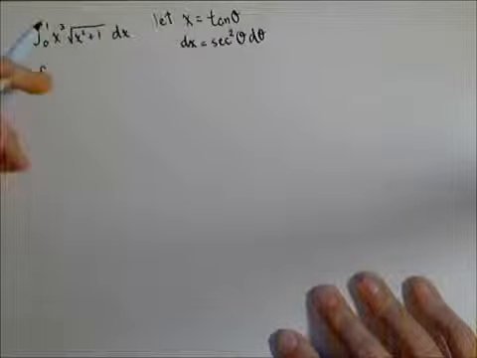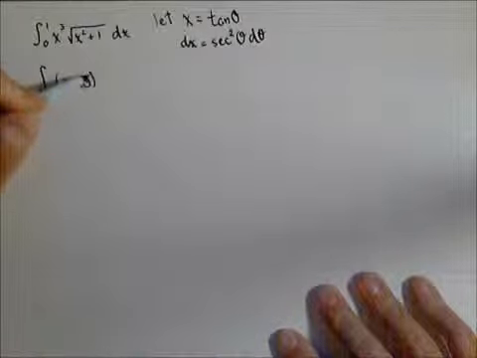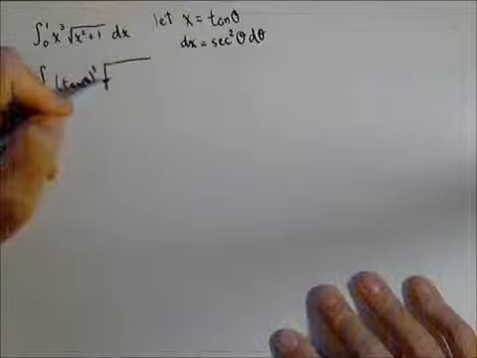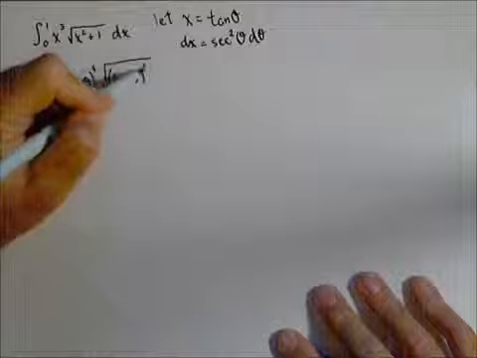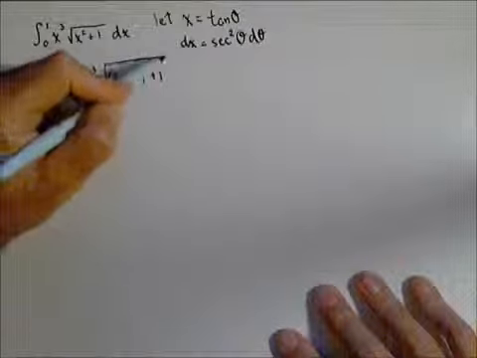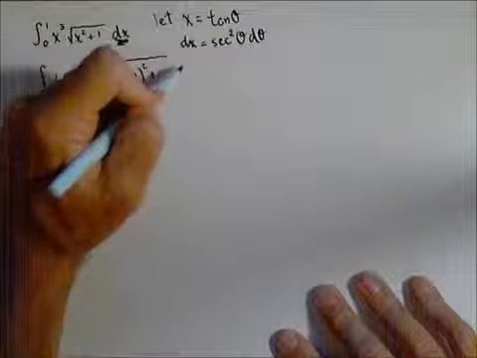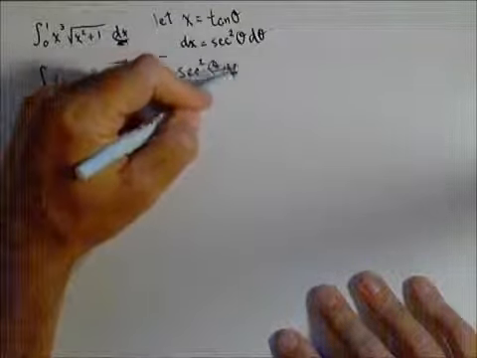So, we have a tangent theta cubed. Then under the radical, we've got a tangent theta squared plus 1. And then we've got to remember to substitute in our dx. It's equal to secant squared theta d theta.